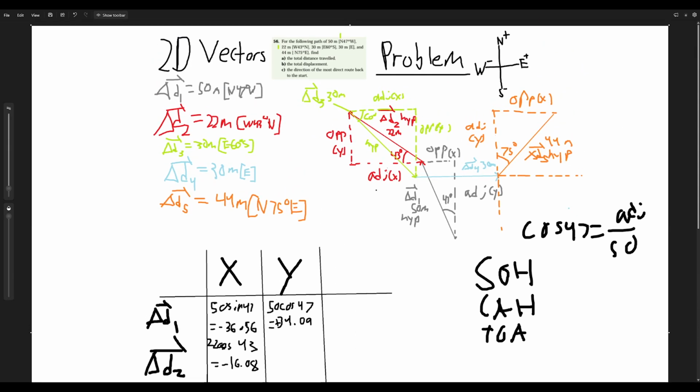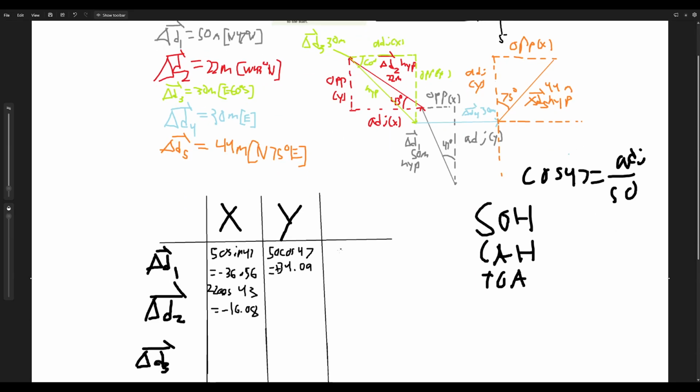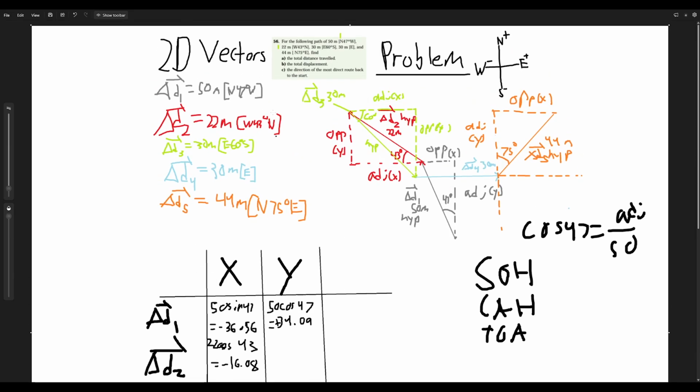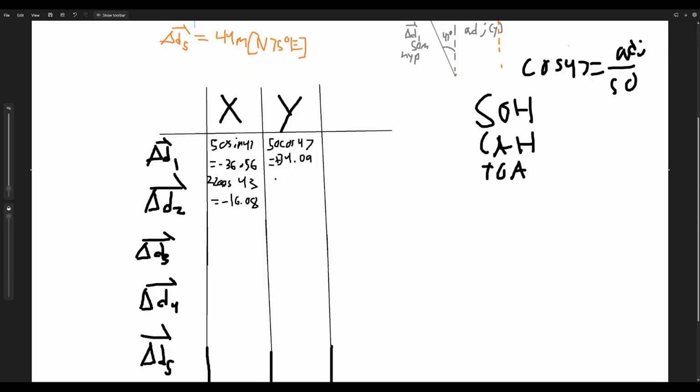For the y, we do the same thing, but instead we use sine. So 22 sine 43. And it's going to be plus because this is still moving north. I got 15.000396, but I'm just going to put plus 15.00.